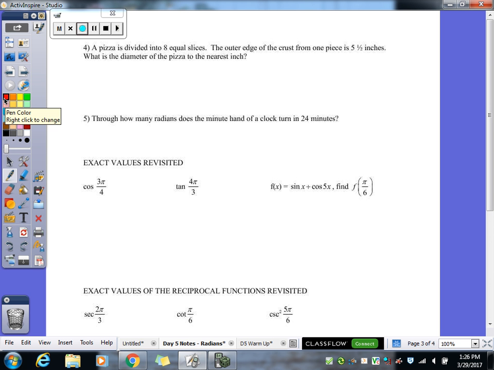So now number 4, we have a pizza is divided into 8 equal pieces. The outer edge of the crust from one piece is 5.5 inches. What is the diameter of the pizza to the nearest inch? So we should draw our pizza first and break it up into 8 equal pieces.